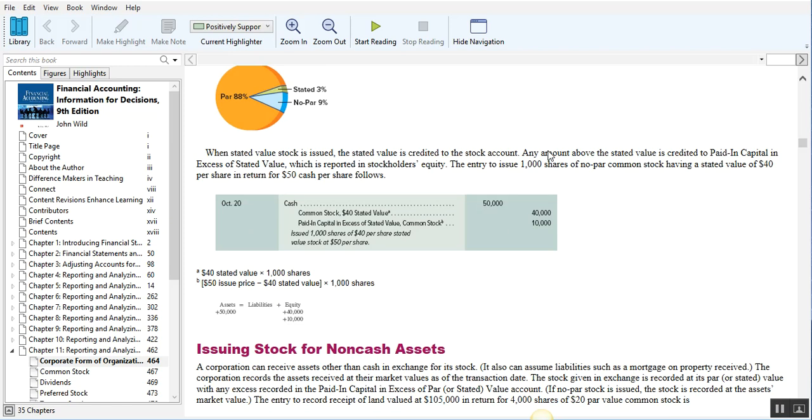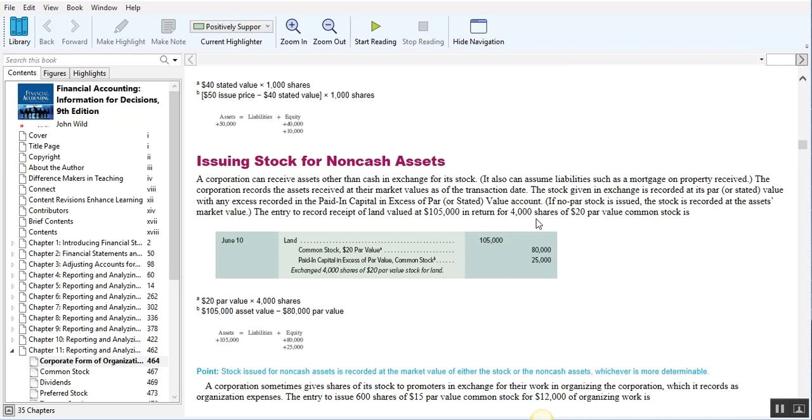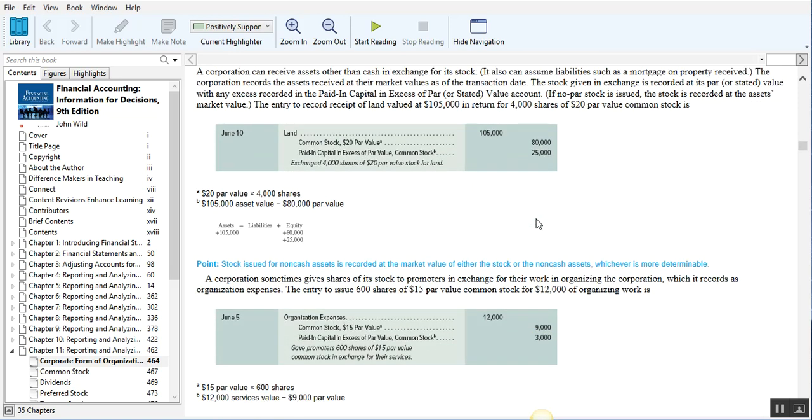Now with stated value stock, it is possible that you have additional paid-in capital. So here you receive cash for stated value stock. The stated value stock is $40 a share. You receive $50,000. So you record a credit for the value of those shares of stock, and then the difference goes into paid-in capital.